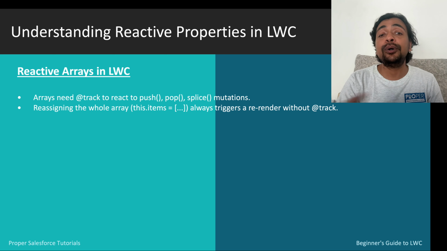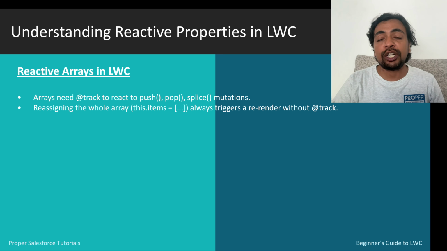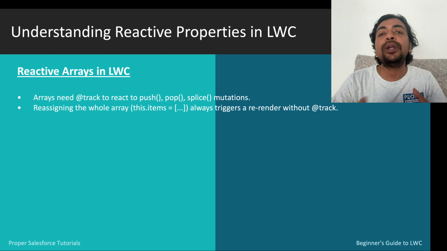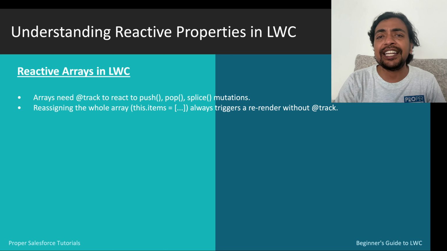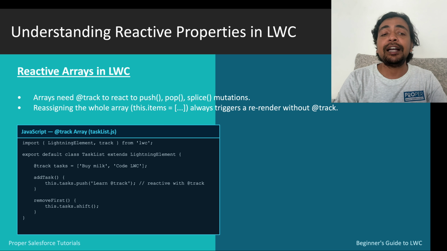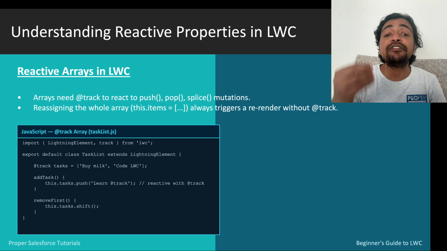Reassigning the whole array always causes a re-render without @track. So whether we're talking about objects or arrays, if you are reassigning them, changing the whole array or object itself, you don't need @track. Only deep mutation requires that. Now here's an example where we have a tasks array with values like buy milk, code LWC. There is an add task which is pushing something in, and there is a remove first which is removing the first element from it.